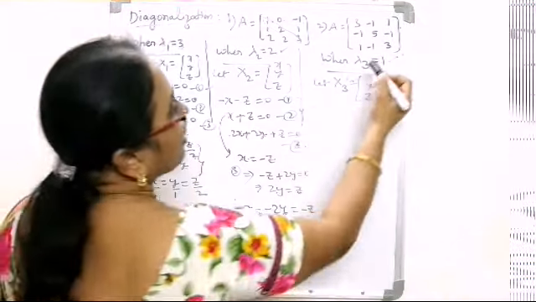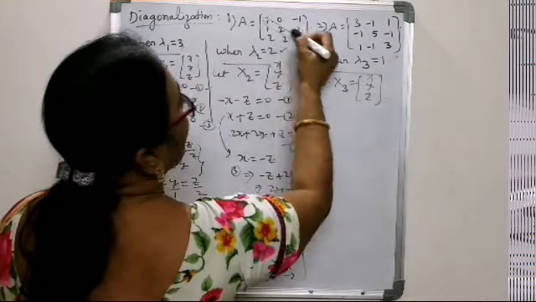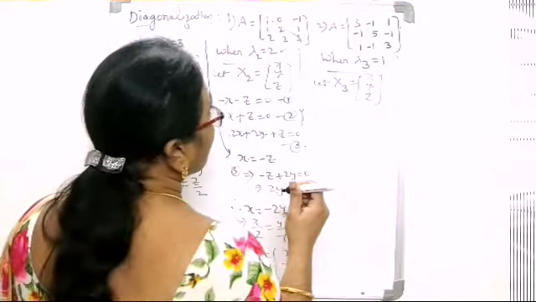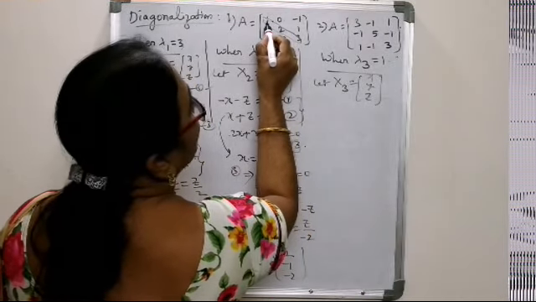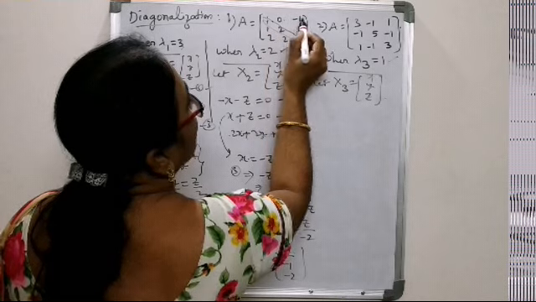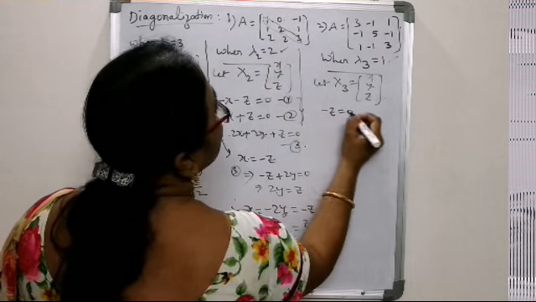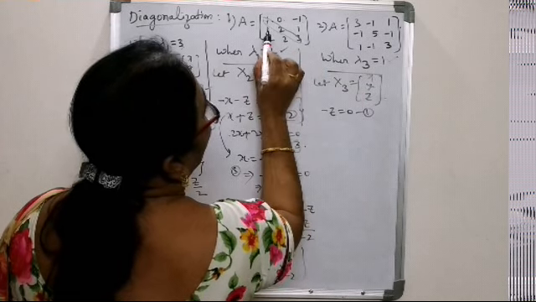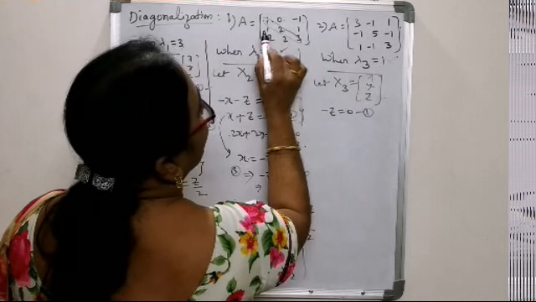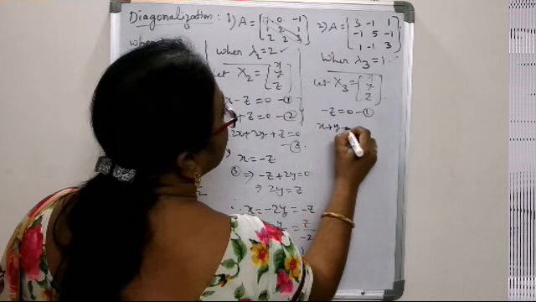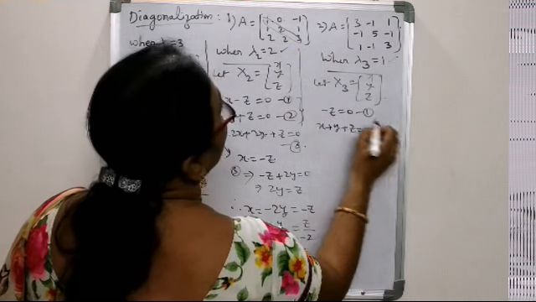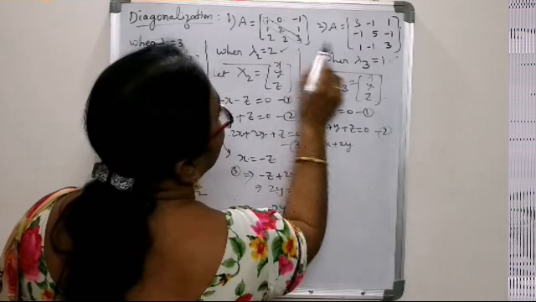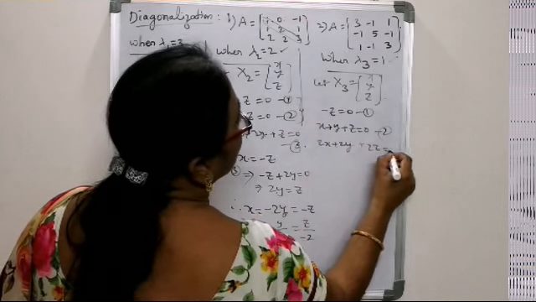Now, subtracting the eigenvalue 3 from the diagonals of the matrix A, we have the corresponding homogeneous system. From the first row, 0 into x, 0 into y, minus 1 into z, we have minus z equal to 0. Next, from the second row, 1, 1, 1, we have x plus y plus z equal to 0. From the last row, 2x plus 2y plus 3 minus 1, that is 2z, equal to 0.